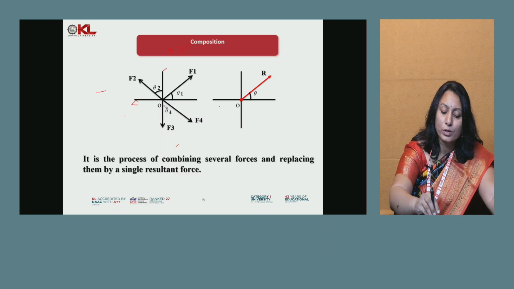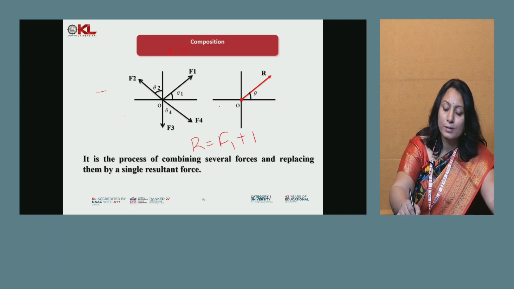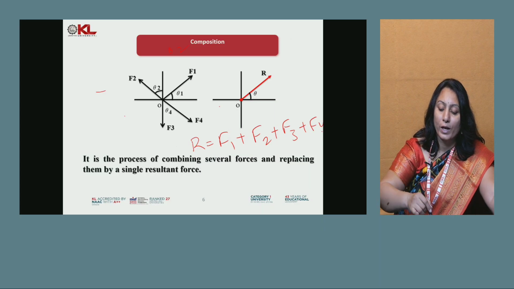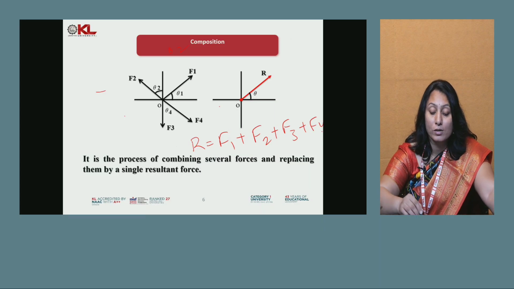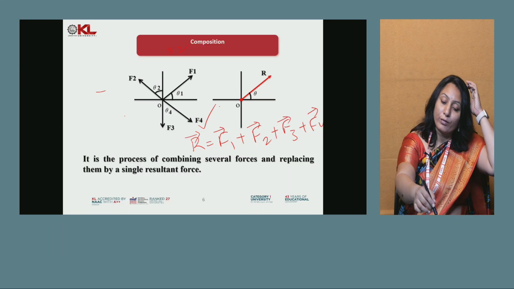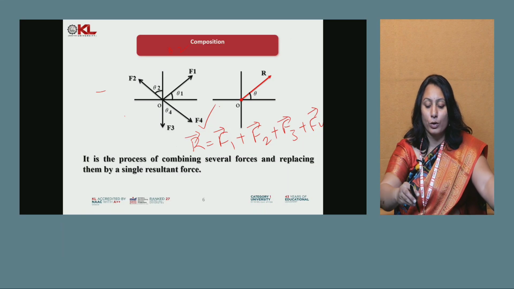So all these forces must be combined to form the resultant. So resultant R is equals to, we cannot write simply F1 plus F2 plus F3 plus F4. Why can't we write? Because all these are vector quantities. We can write like this, but we have to combine all the components.